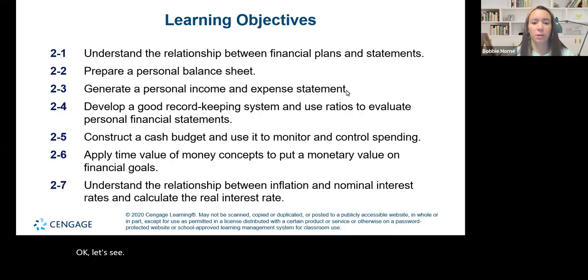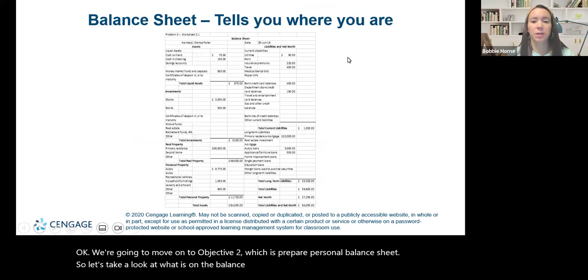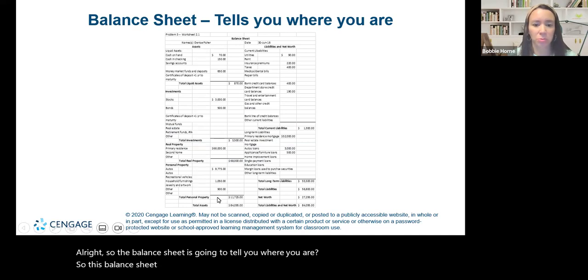Okay, we're going to move on to objective 2, which is prepare personal balance sheet. So let's take a look at what is on the balance sheet. All right, so the balance sheet is going to tell you where you are. So this balance sheet has these subtitles, but on the left side, it is all your total assets, okay?